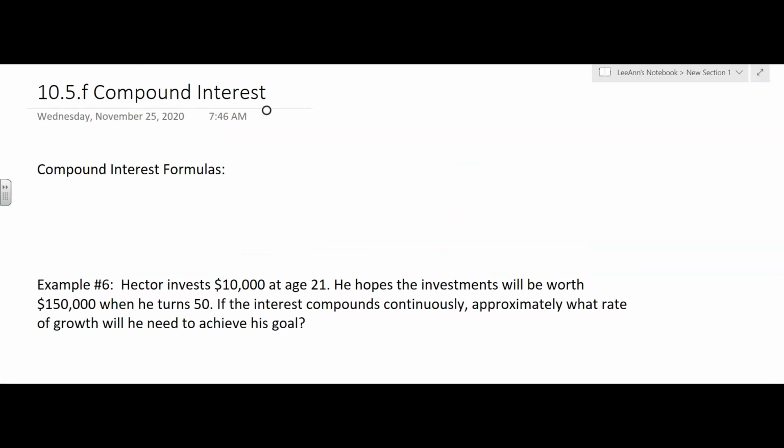So we're going to do another problem with compound interest. So we want to remember the compound interest formulas. One of them says A equals the principal times 1 plus the rate divided by n, to the power of nt, where P is the principal, r is the rate of return, the percentage rate that you're earning, n is how many times it's compounded in a year, and t is how many years.